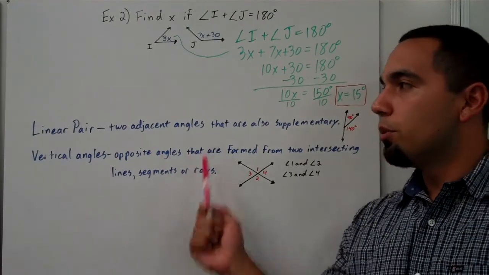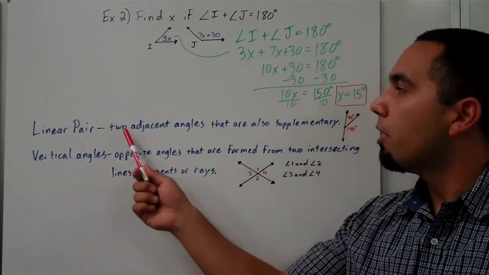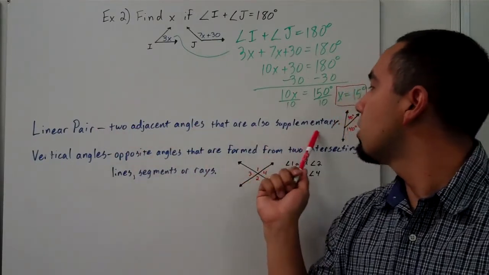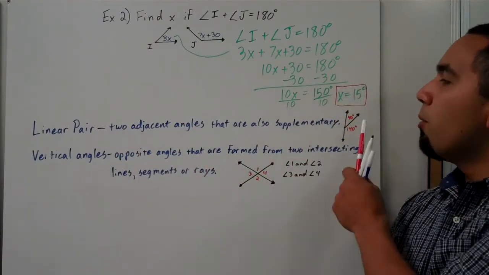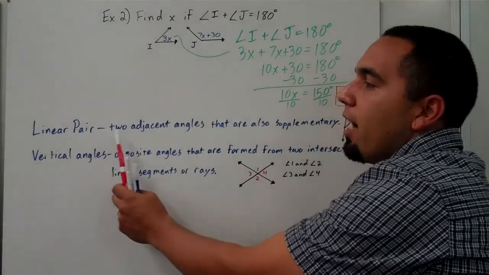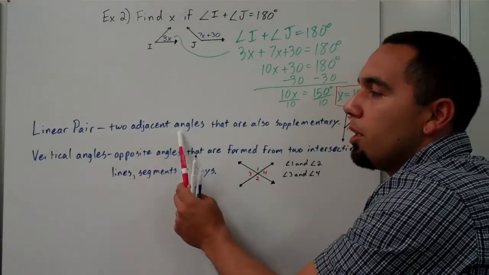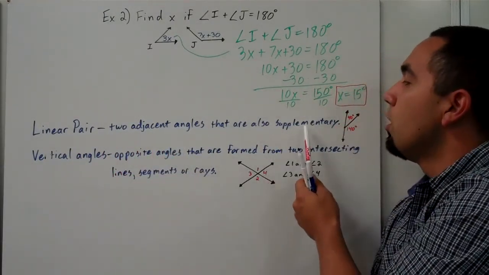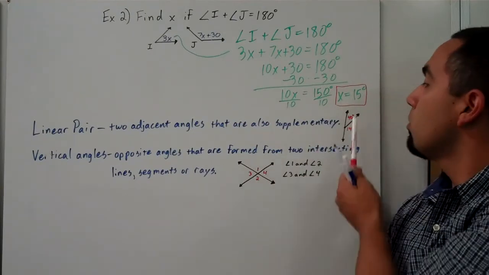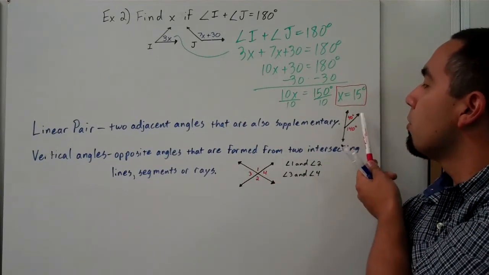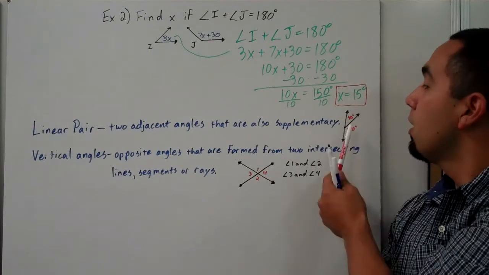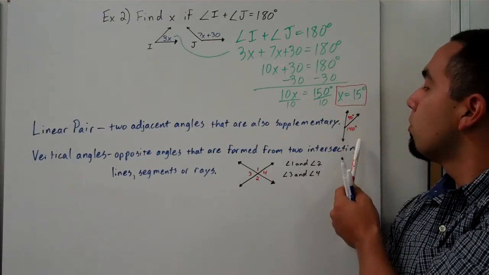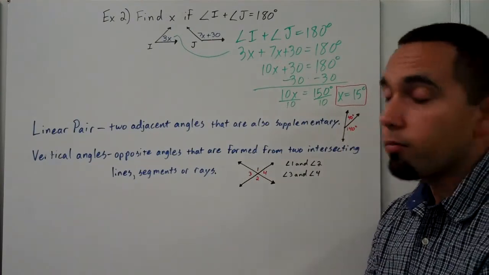And finally, we have two more definitions. Linear pair. Two adjacent angles that are also supplementary. Okay? So now we have a definition that has to have both of them. One, the angles have to be adjacent, and two, they have to add up to 180. Okay? So there's only one possible solution for that, and that's where we have a straight line, but we have two angles. So 140 and 40, I get 180.